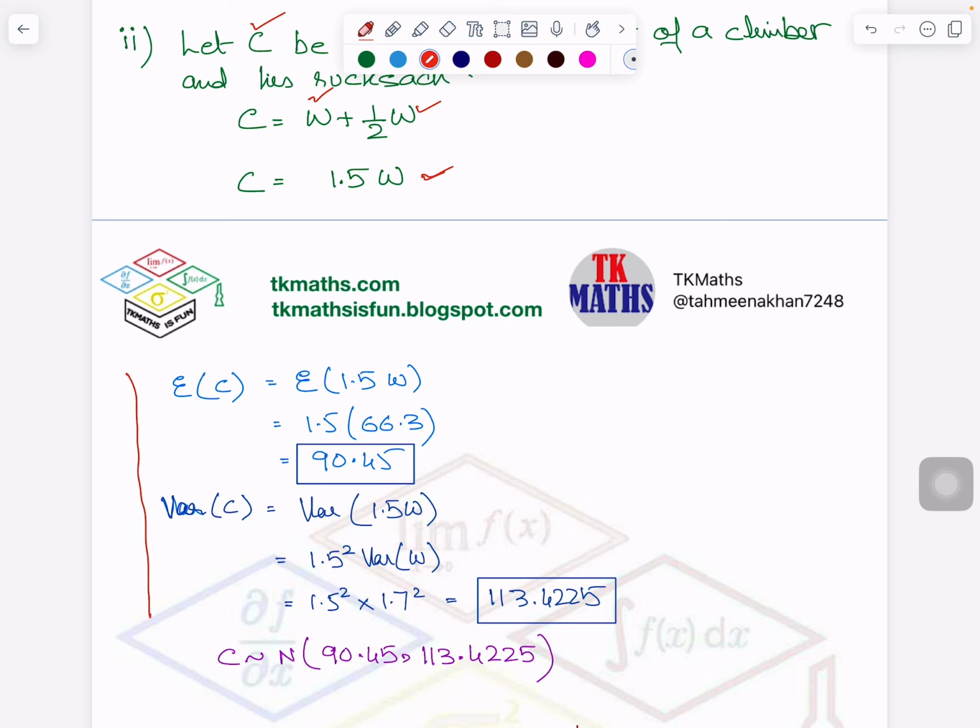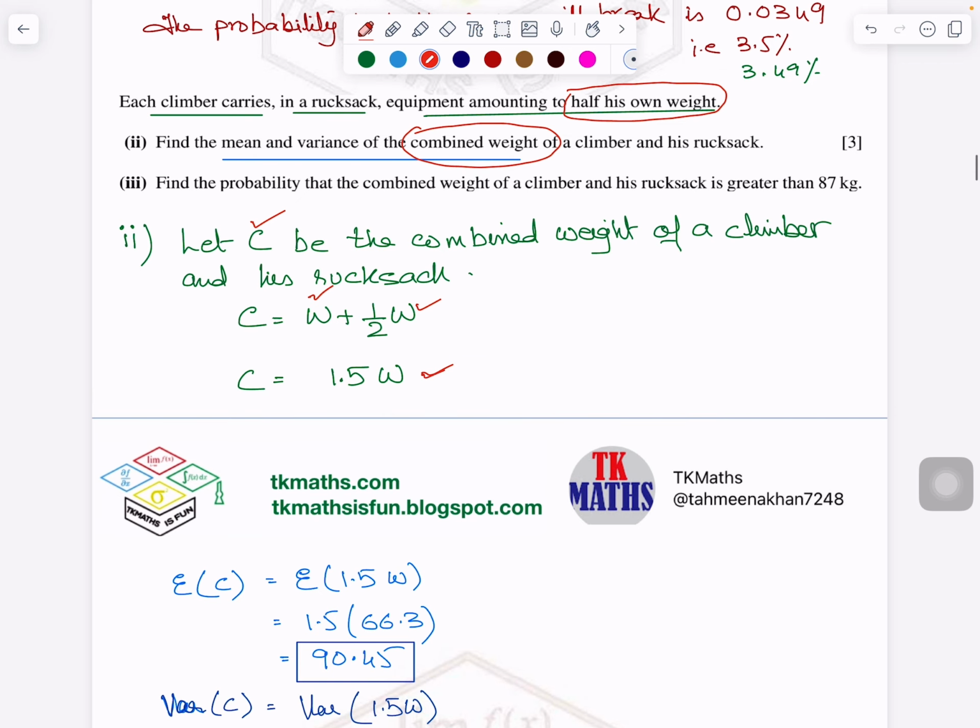You can see here. In the mean, according to the formula which I showed you in the beginning, it will be 1.5 into 66.3. Why 66.3? Because the mean of W is 66.3 in the question. And in this case, you see, now I am squaring it because it is a case of a multiple. This is what I was talking about, that you have to multiply. So now you have a new mean and variance for the combined weight. Based on this distribution, now you will solve the question.